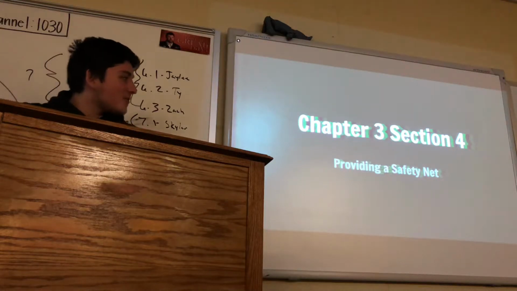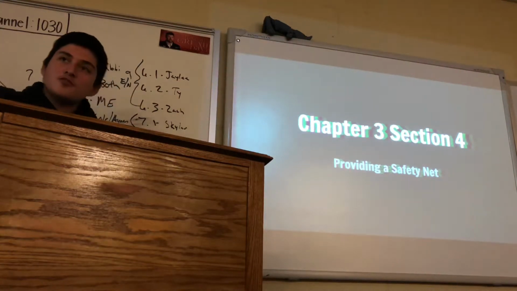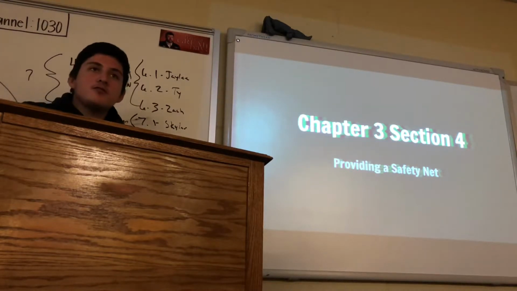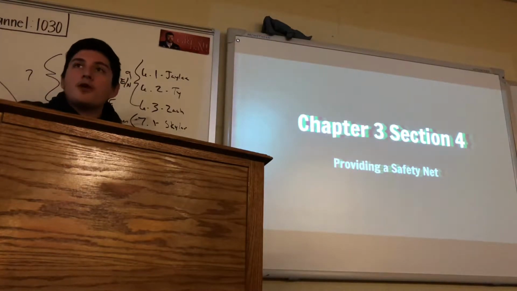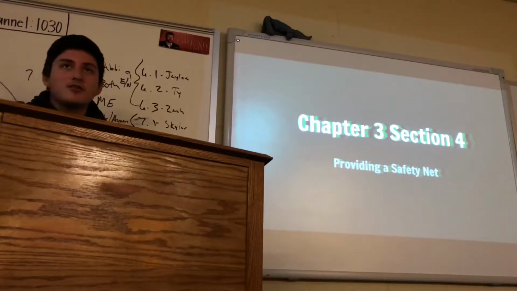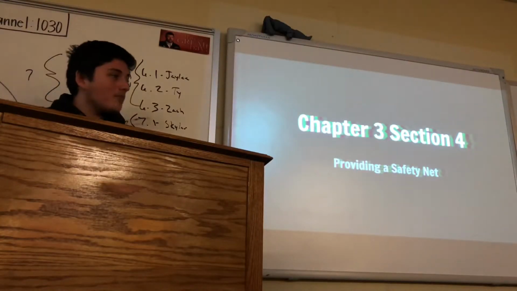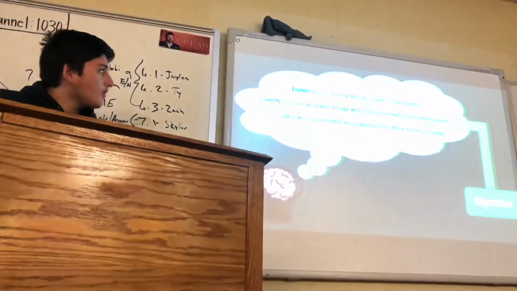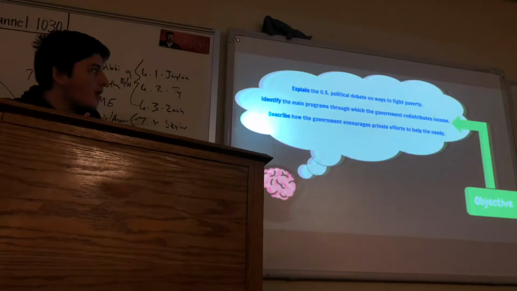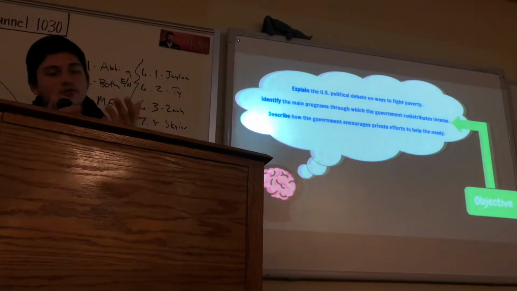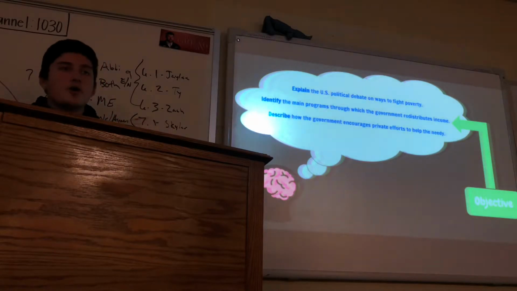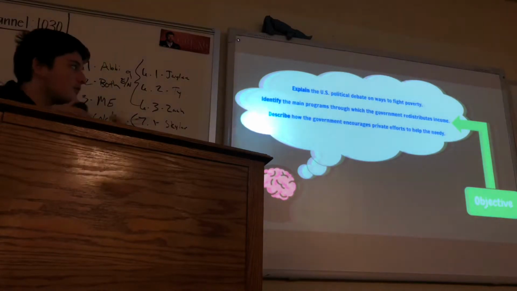Today we're going to be talking about providing a safety net, which is welfare, unemployment benefits, universal health care, and subsidized services like subsidized housing. You'll learn that later in the presentation. So your objectives are going to be, one, to explain the political debate on ways to fight poverty, for example, the rich versus poor and how the free market economy affects those things.